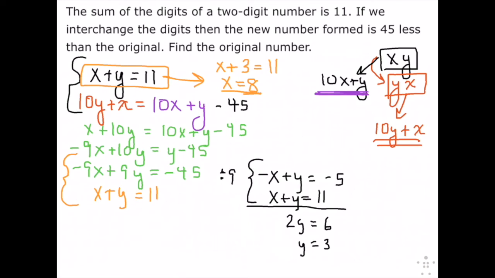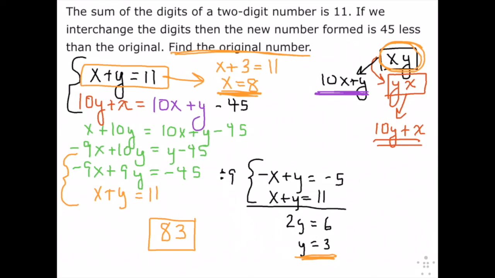So look at what I have here. I have x equals 8 and y equals 3. And the number they're asking us for is the original number. This one is the original number, xy. So the original number is x is 8, y is 3. So the original number is 83. Now let's see if it works. The sum of the digits is 11. 8 and 3 is 11.